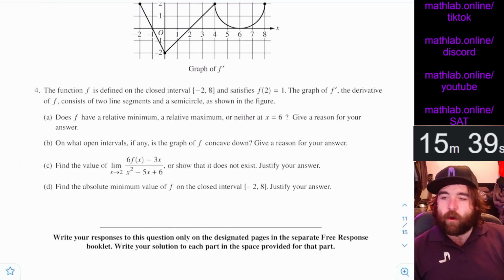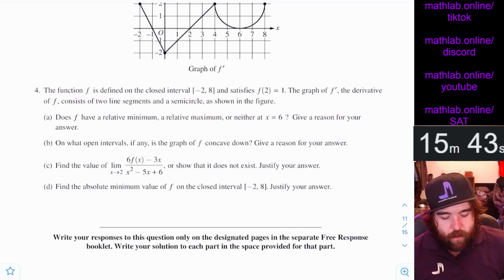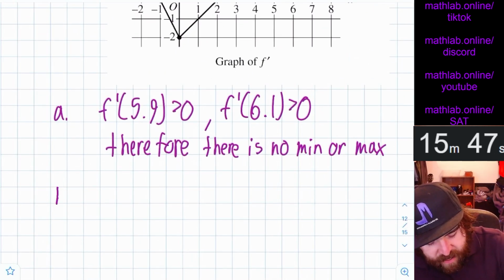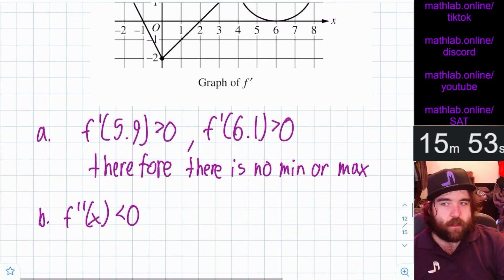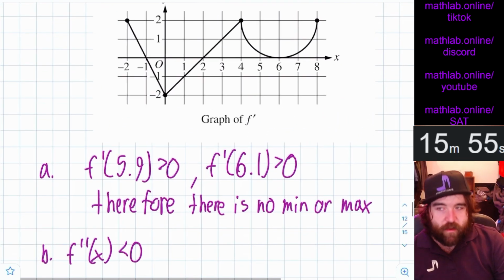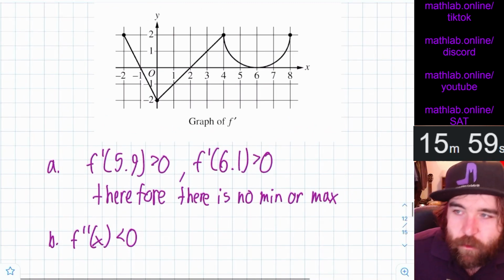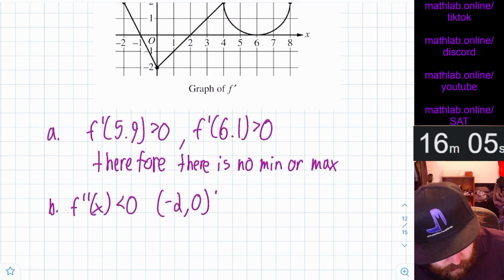B. On what open intervals, if any, is the graph concave down? Give a reason for your answer. Okay, so when it's concave down, that's easy enough. Concave down means that f double prime of x is less than 0, which means that the slope of the derivative is less than 0, because we have the derivative, right? So we need to look at the slope of the derivative. So absolutely, from -2 to 0.